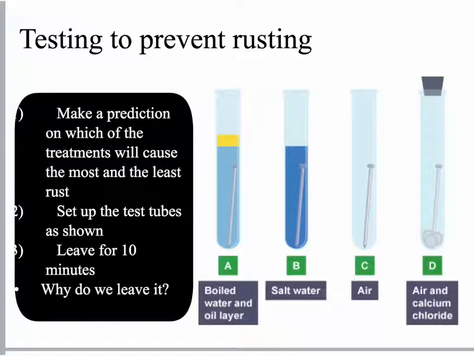In this experiment, the air and calcium chloride nail will have rusted the least. This is because the calcium chloride absorbs any water that is in the air. Secondly, we will have the boiled water and oil layer, the oil preventing the oxygen from getting in. However, even when boiled, there may well still be some oxygen left in the water. Thirdly, we have the air, which has access to both oxygen and water. And finally, we have the salt water, where the salt increases the rate of oxidation.